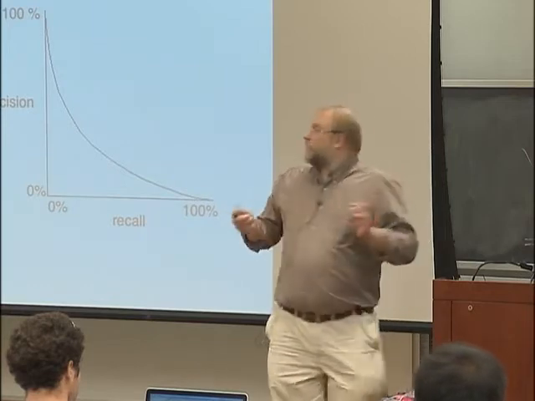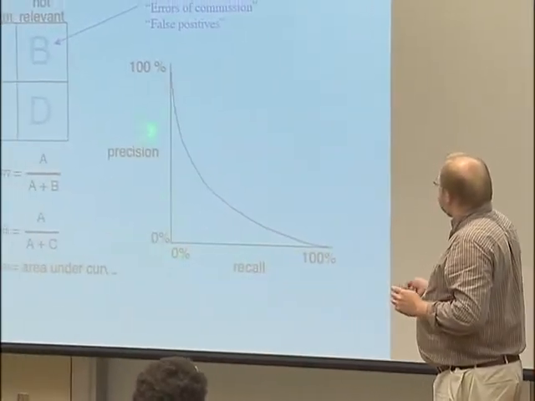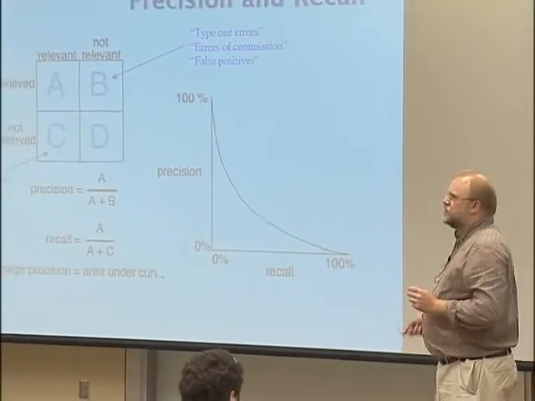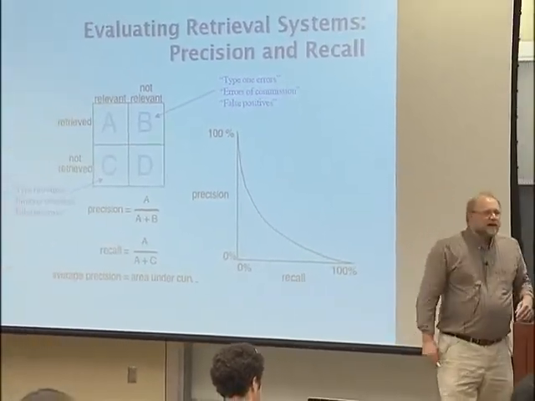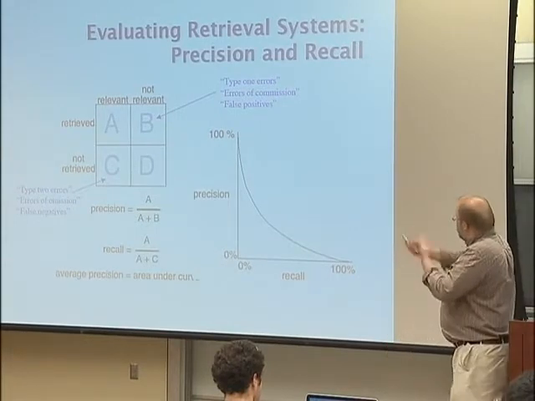So for that reason, in information retrieval, people usually talk about precision recall curves. These are sort of similar to ROC curves, but actually these are a little different.